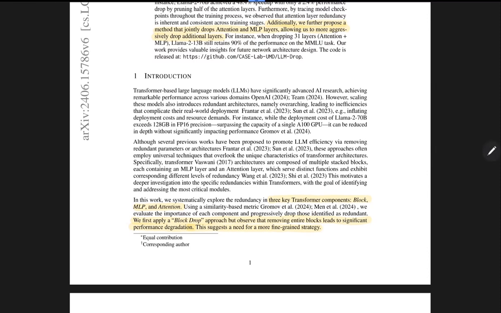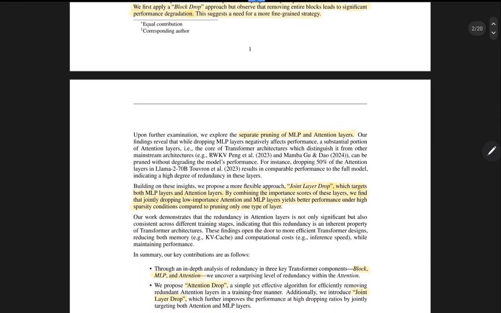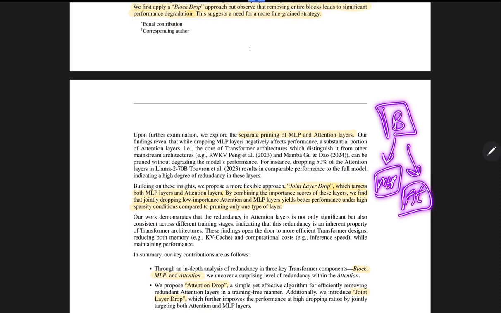They're saying there are three particular terms in a transformer: the block, MLP and attention. They first apply a block drop approach, but observe that removing entire blocks leads to significant performance degradation. That is very obvious. This suggests we need a more fine-grained strategy. So they did another analysis of separate pruning of attention and MLP layers, not doing it for a particular block, but separately for MLP and then for attention. Instead of removing the whole block, they are going slowly, first MLP, then attention.